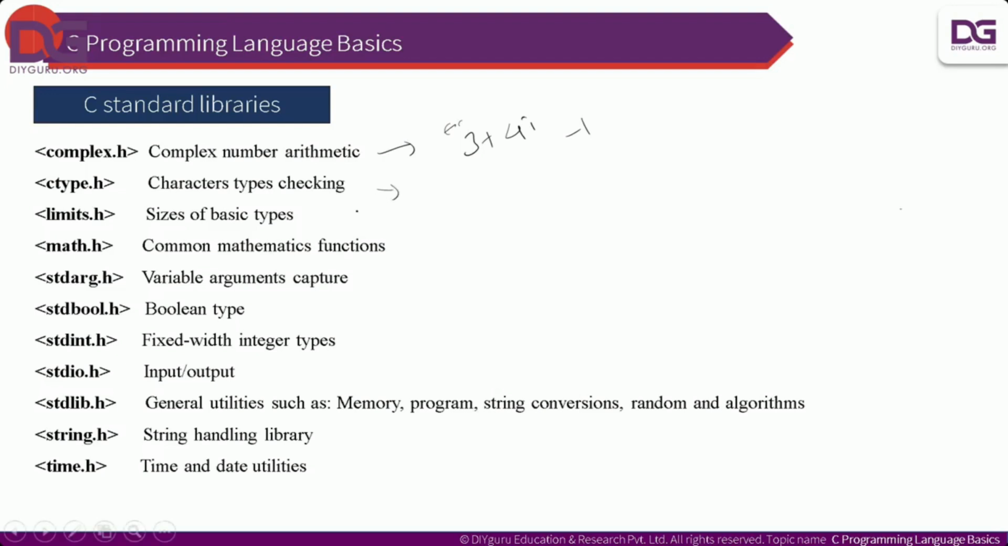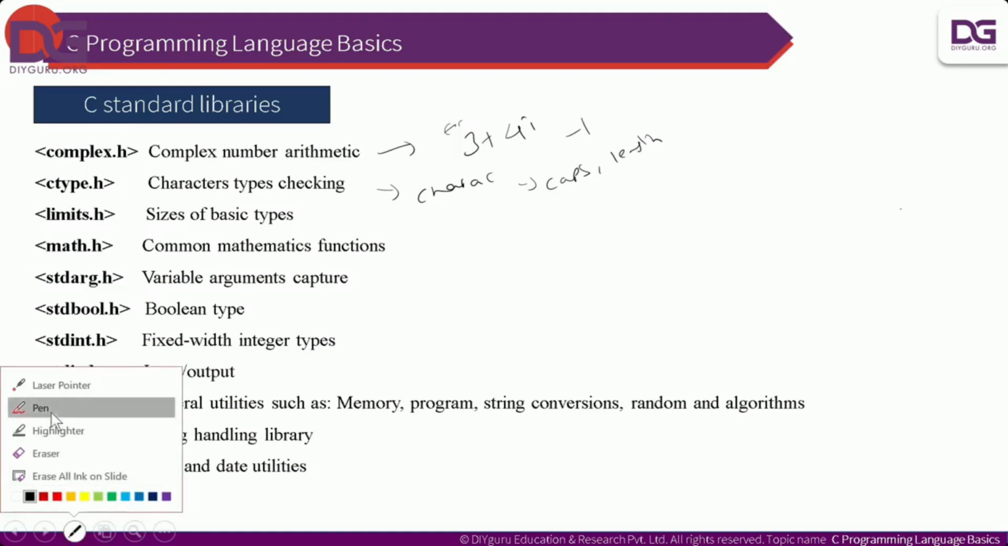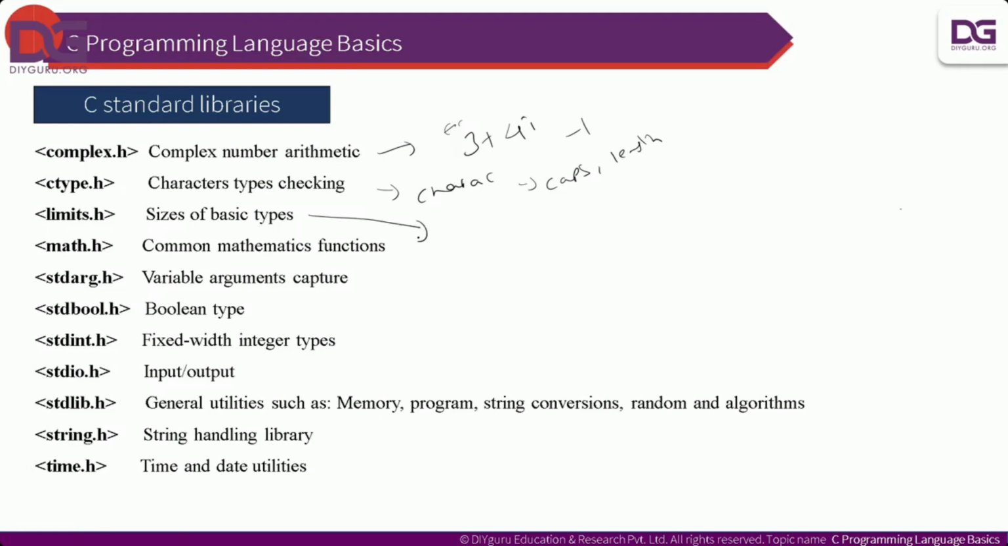Then next is ctype.h. This is for character manipulation, where we check whether a character is capital or its length, things like that. Next is limits.h. This is used for macros: the maximum, minimum limits and boundaries of the various data types. Then math.h we use for mathematical functions like square, divide, product.